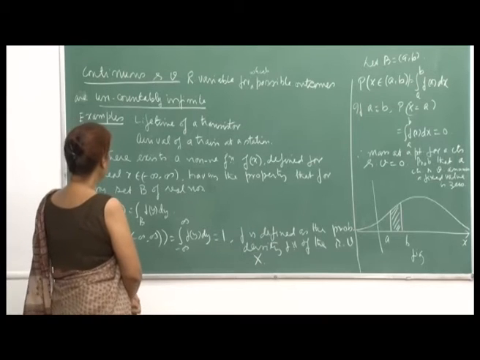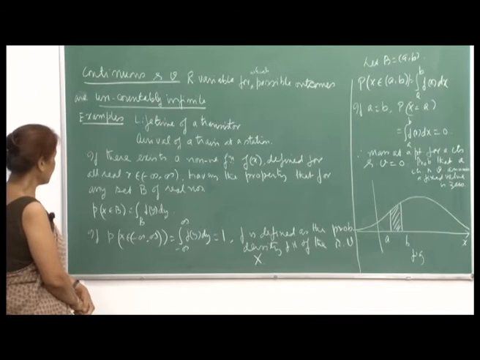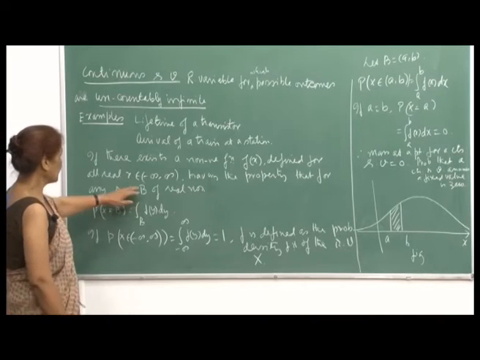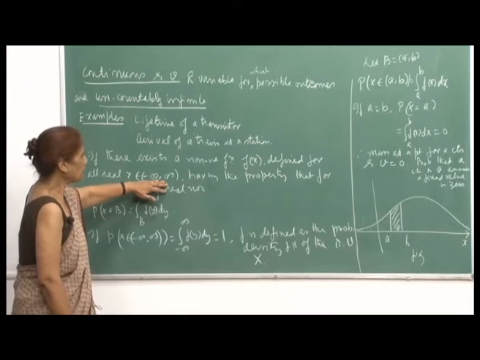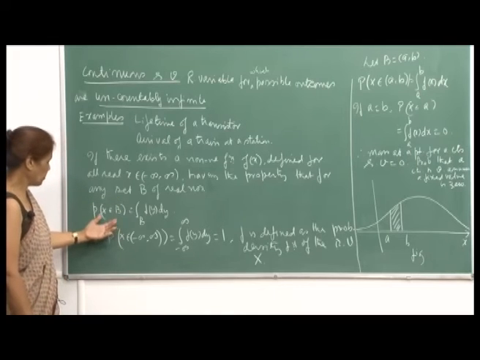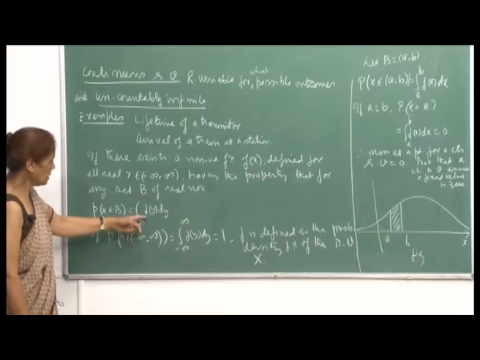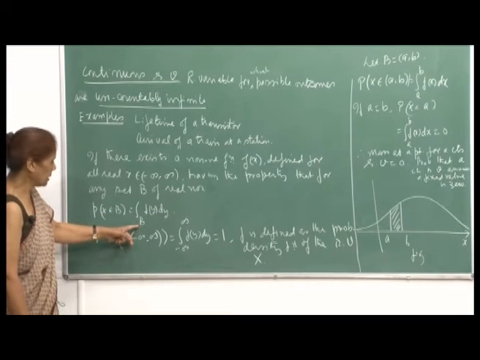Now, one way to define a continuous random variable would be that suppose there is a non-negative function f of x defined for all real x on the real line from minus infinity to infinity, having the property that for any set B of real numbers, the probability that x belongs to B is the integral of this non-negative function f(y) dy over B.